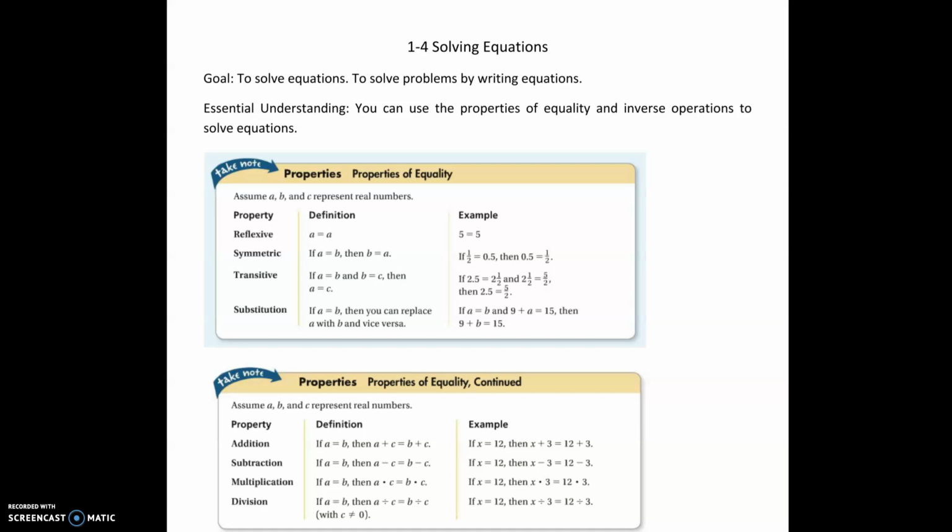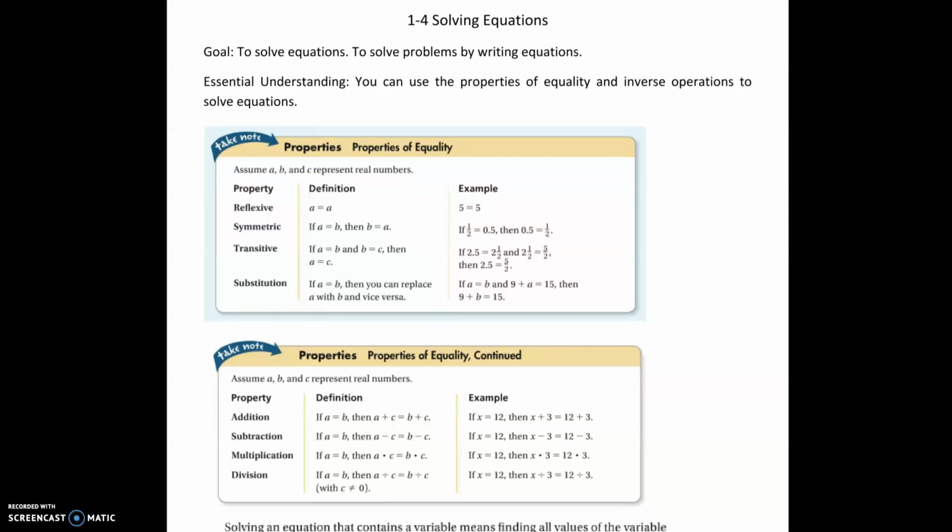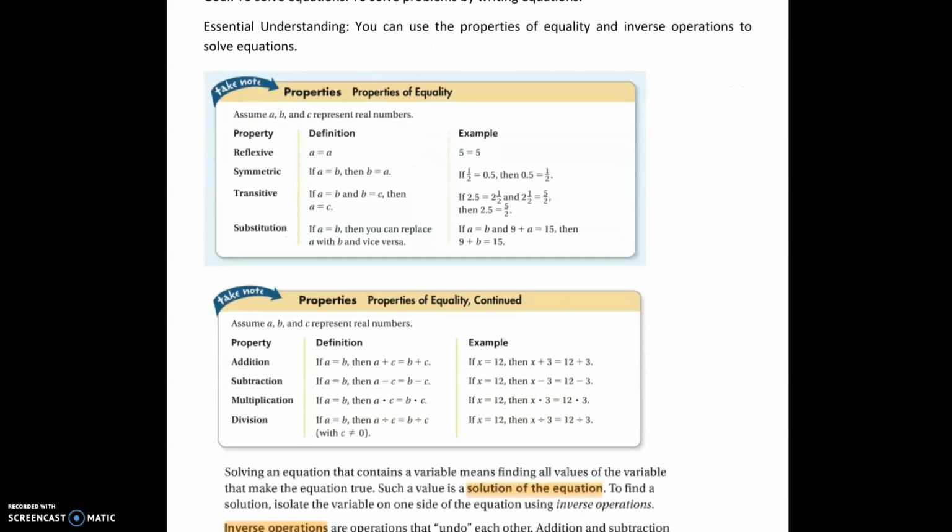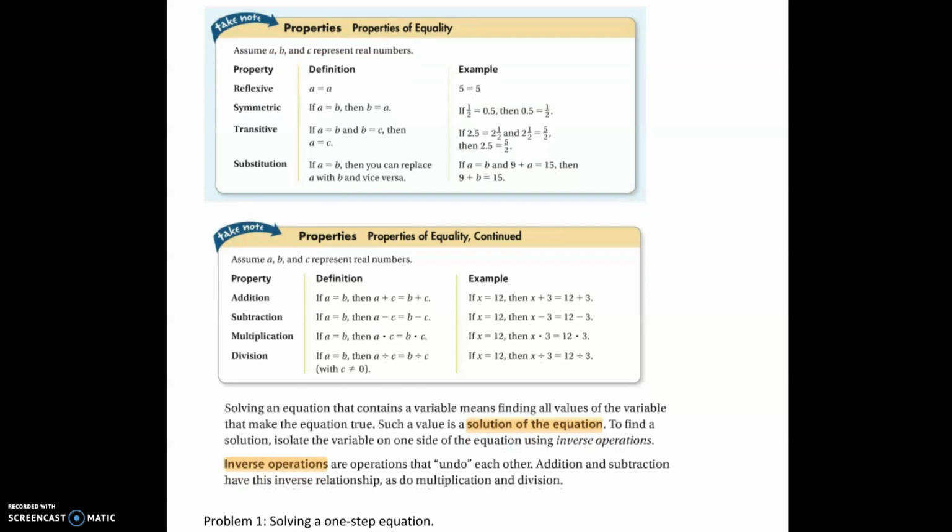Lesson 1.4 is hopefully going to be some review for us from Algebra 1, and that's going to be working on solving equations. We have all the properties of equality, and again, more properties of equality listed at the top here that's going to allow us to solve those equations, and hopefully a lot of these are going to be a review. Especially with the second section when we're doing those operations, adding, subtracting, multiplying, dividing from both sides.